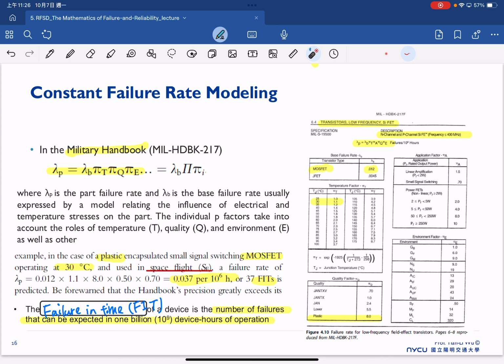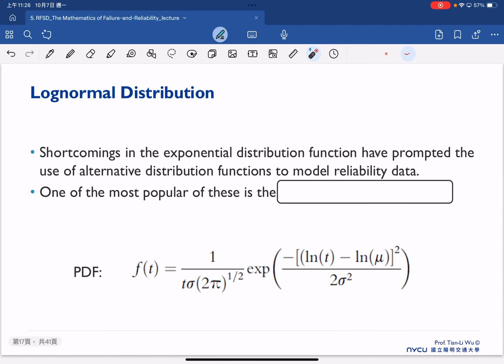Of course, in this class, what we will teach is not only the exponential distribution. We will have to learn some additional ones, which are even more often used than the exponential. The next one we will teach is the log-normal distribution.